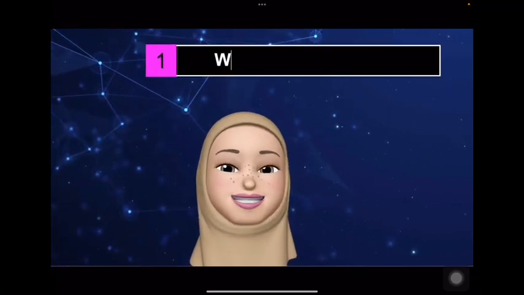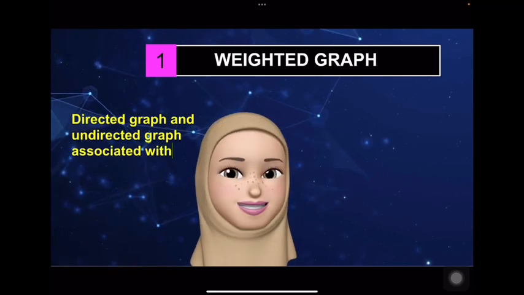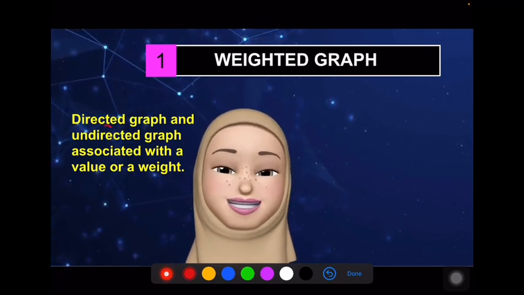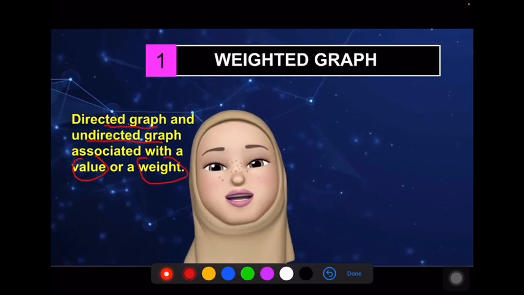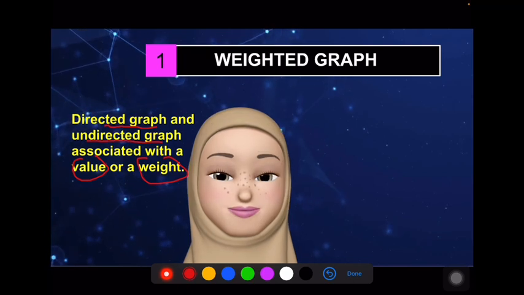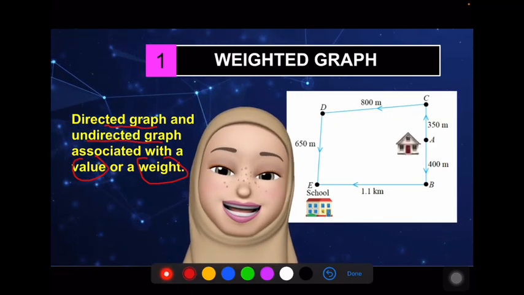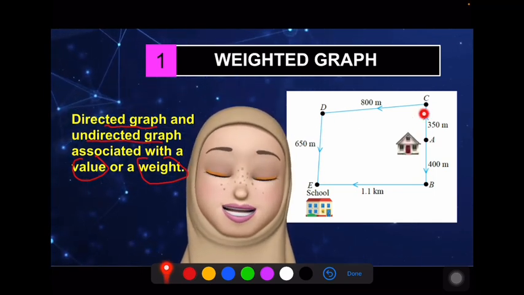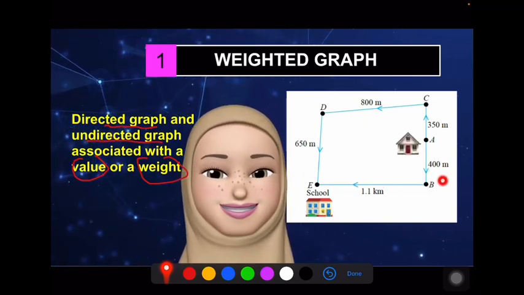Let's take a look in detail at what a weighted graph is. A weighted graph can be a directed graph, and it can also be an undirected graph, associated with a value or a weight. I repeat, the graph is associated with a value or a weight. You can see in the example, we have a graph with an arrow and a value or a weight. So this is an example of a directed weighted graph.